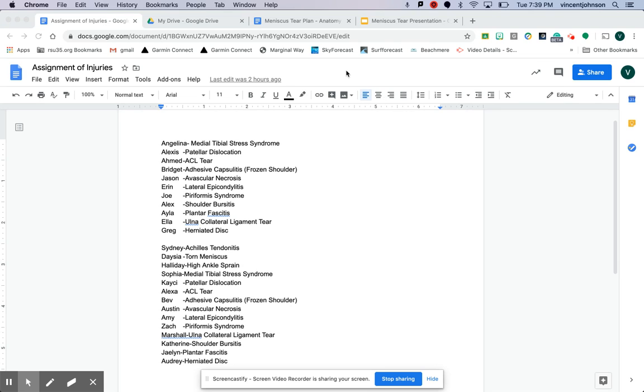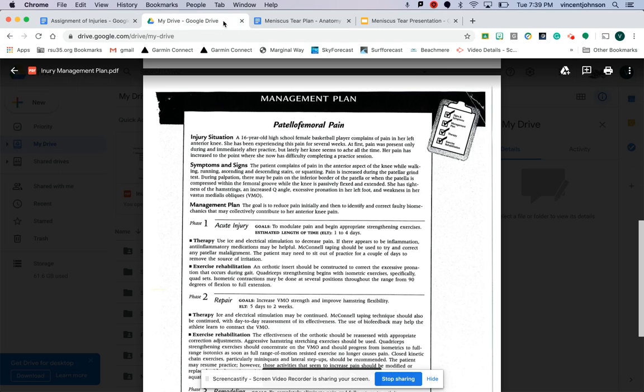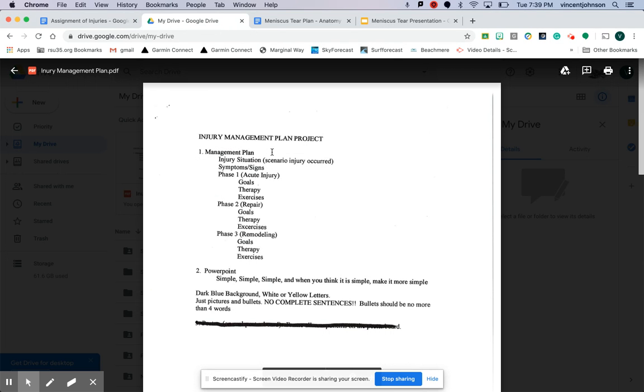Incident management plan. I shared with you a PDF, and the PDF basically has an outline of what you need to have in your paper. So the injury management plan has the situation that occurred that caused the person to get injured. So it's just kind of a made up scenario.